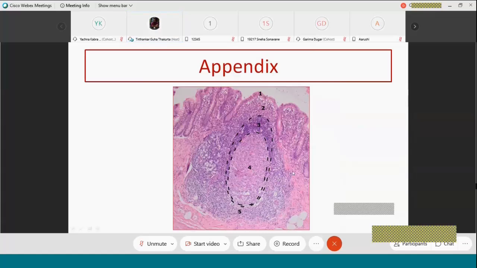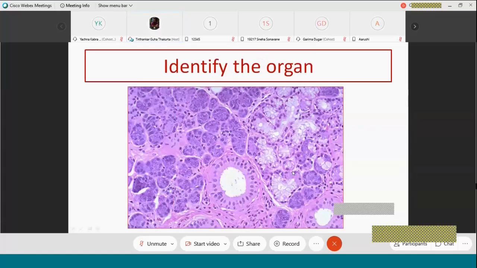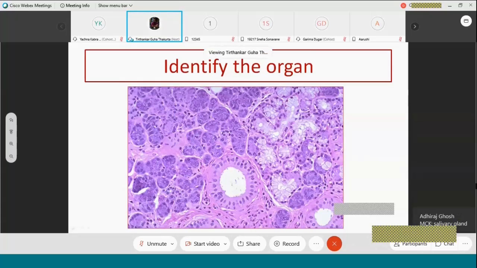Now try to identify this organ. We have identified the structures before. Try to identify which structure or organ contains these components. Fine. So this is a structure which shows the blue colored serous glands, the pale colored mucous glands, and also multiple exocrine ducts that are separated by fibrous septa.